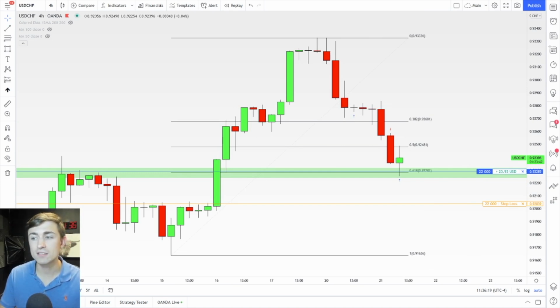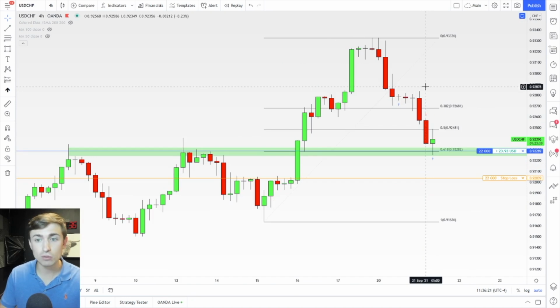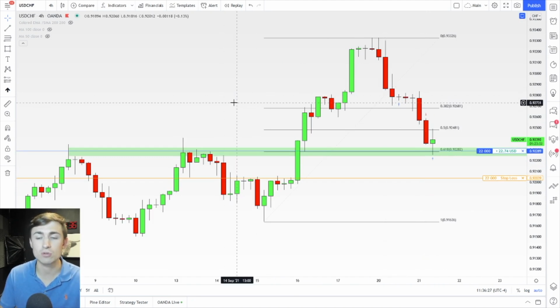So of course, this is a re-entry, meaning that I already took one trade. It was a loss, a small controlled loss, but now I'm looking to re-enter because I like this entry a little bit better.